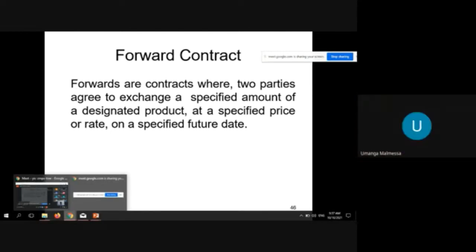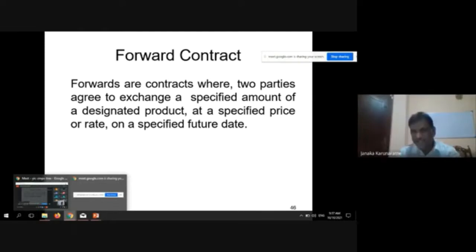Forwards can be customized according to our requirement, but futures we cannot. There's a standard. Okay, so that is one thing. Anything else?